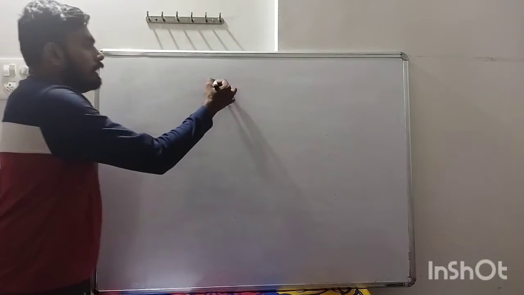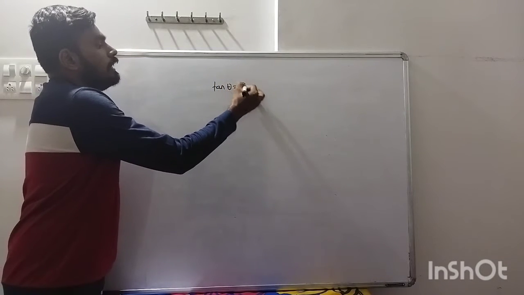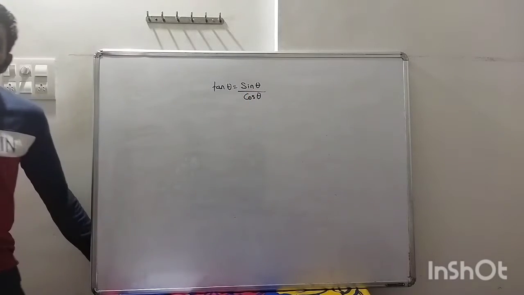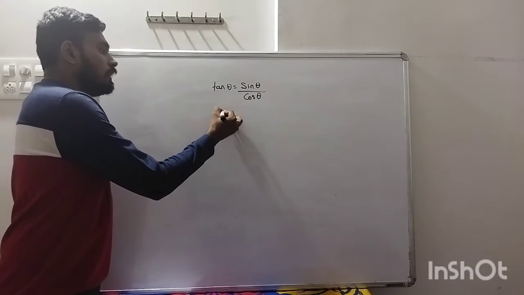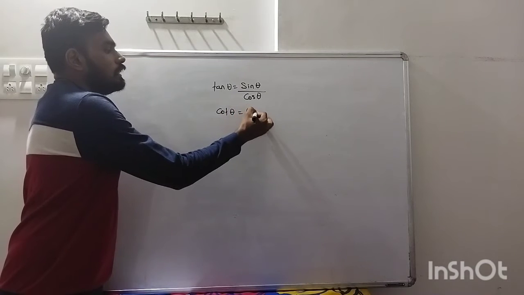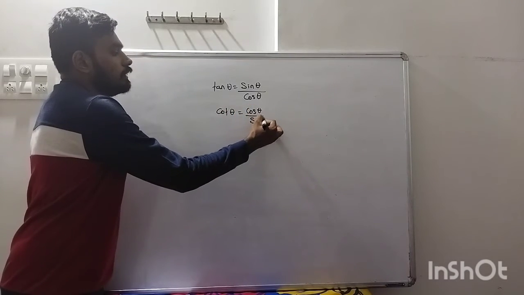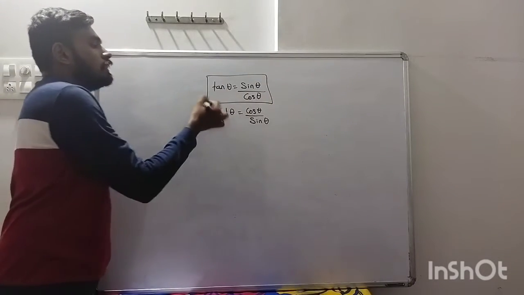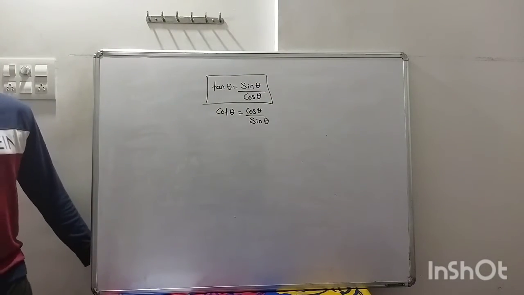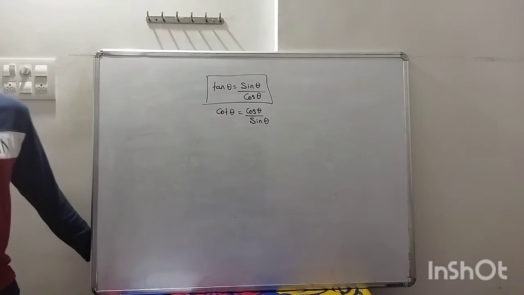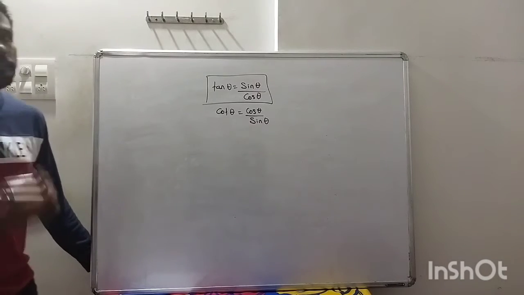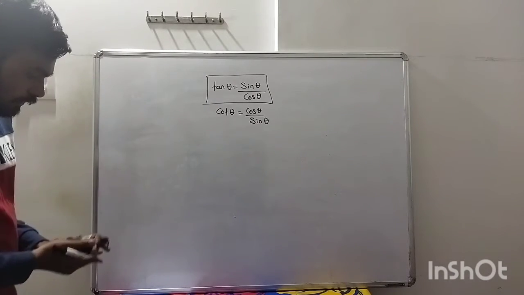One more thing you have to remember: tan theta is sin theta upon cos theta, from last year. And in the same way, cot theta is cos theta upon sin theta. These two formulas you also have to remember. At least remember that tan theta is sin theta upon cos theta, and cot is the reciprocal of tan, so you can remember it using that method. Understood? So I'll drop this.